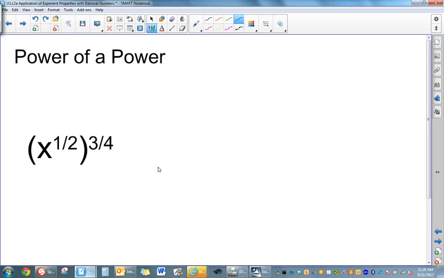Power of a power. Could someone please describe what you do in this case? You have a power to a power. What are you going to do? You're going to multiply what? The exponents. You're going to multiply this times this. So I get 1/2 times 3/4. Then what's the difference between multiplying fractions and adding or subtracting fractions?